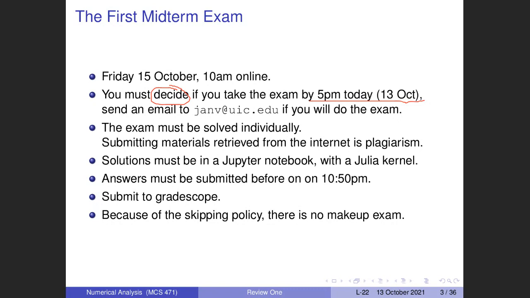The exam is individual, so we are using Julia, and that is still sufficiently original. I think external sources may not help you that much, but the internet also means help from qualified individuals. That is plagiarism. As with all our computer projects and homework, your solutions should be in a Jupyter notebook with a proper Julia kernel.